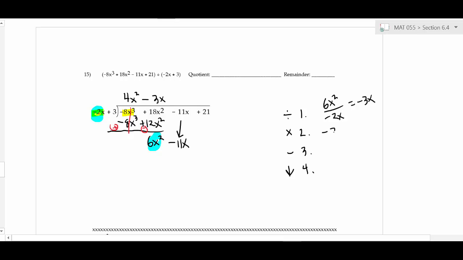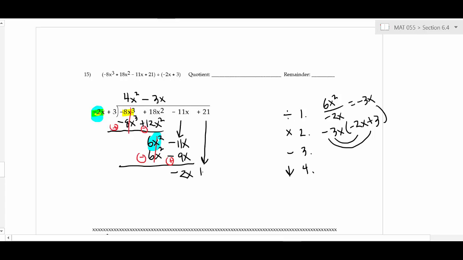So now you're going to do negative 3x times negative 2x plus 3. That's going to give 6x to the second, which is the same, which is a good thing, and negative 9x. Okay, next step is to subtract. So I'm going to change that to minus and change that to plus. That'll cancel. Negative 11 plus 9 is going to be negative 2x. Then you're ready to bring down the 21, and you still have one more loop to go through.